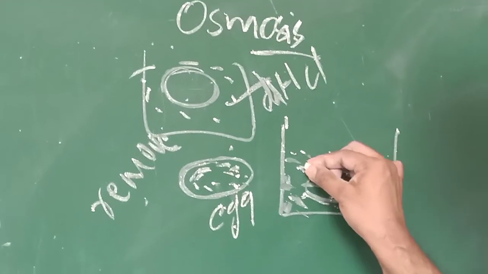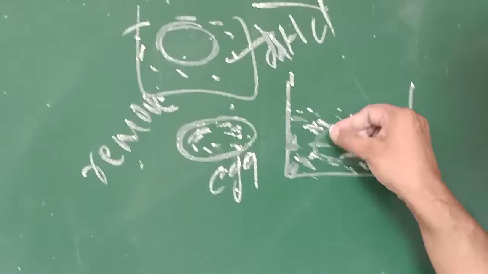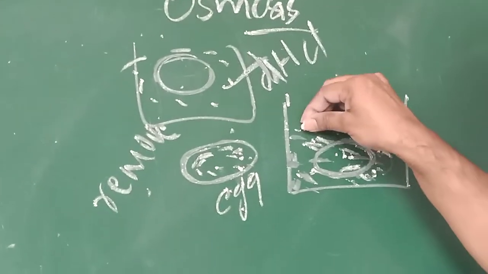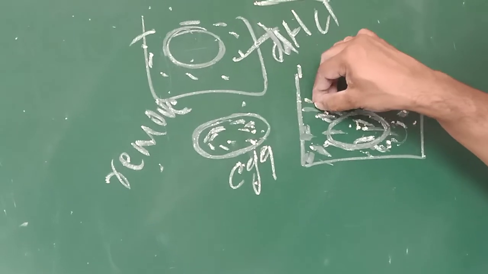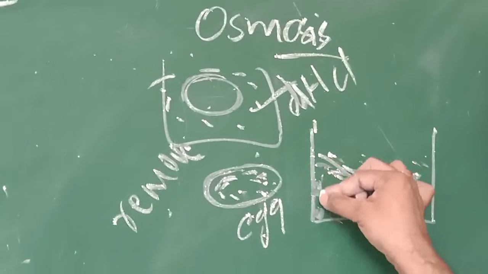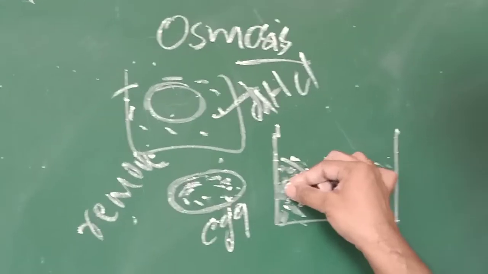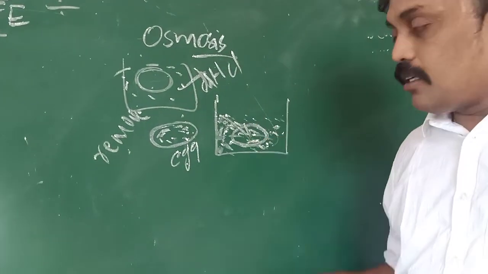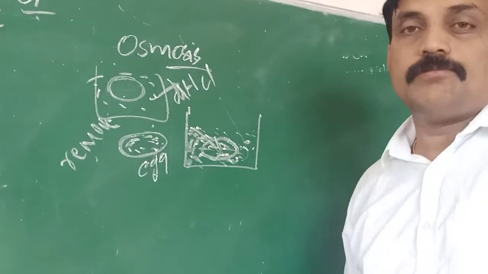Outside the egg is nothing. The egg is a cell. Inside the cell, water content is very low. Outside, water content is more. So water enters into the egg. Outside, the medium is what? It is the high concentration one, which means high volume of water. So water enters into the egg, and so the egg size is increased.